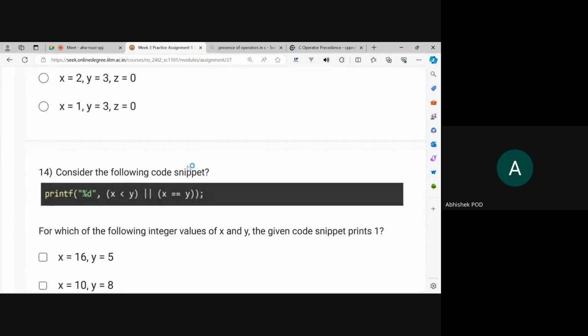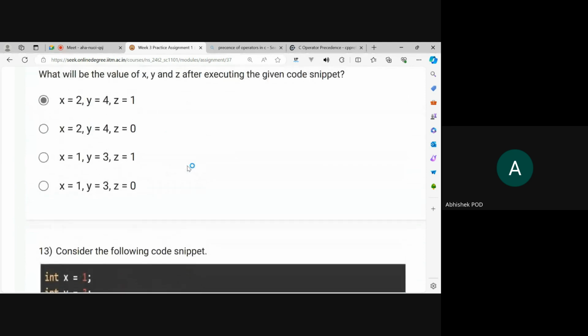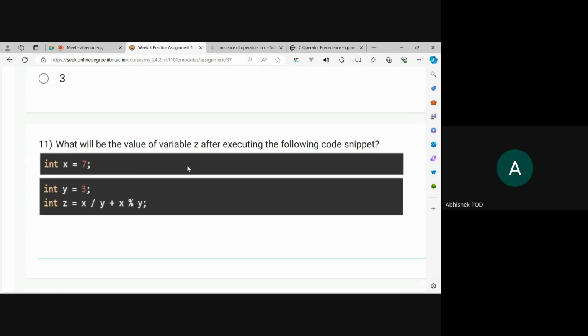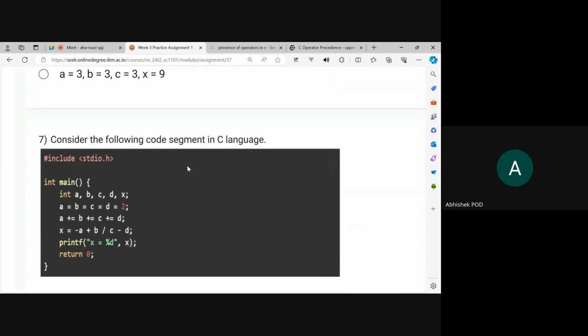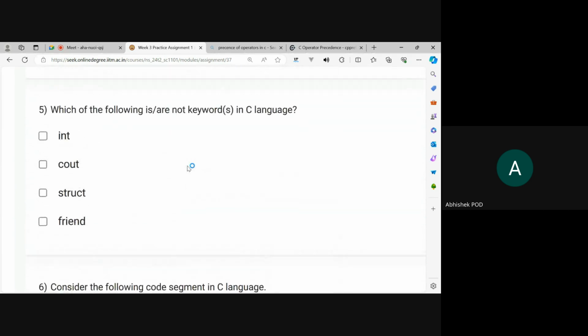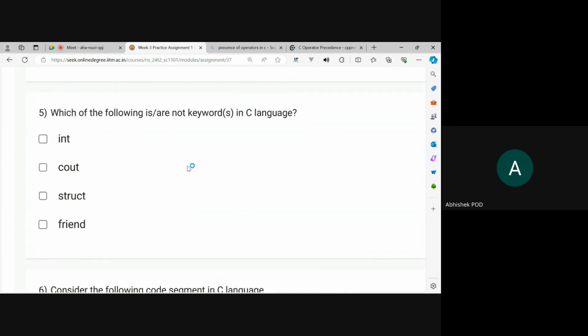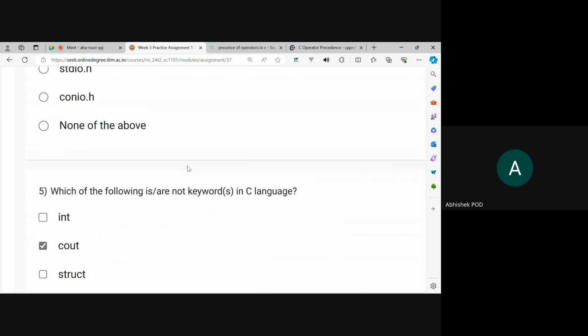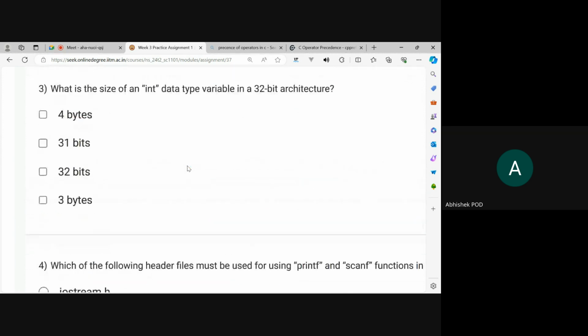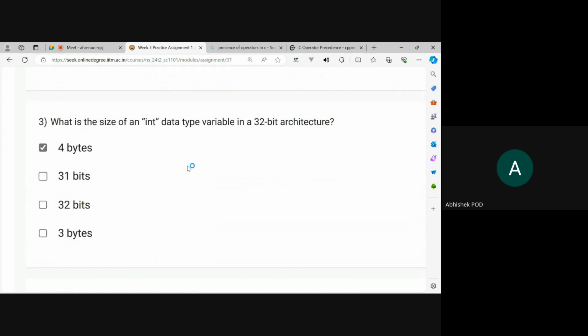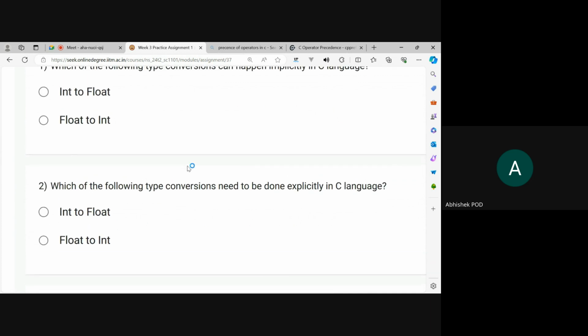All right. So I think we have solved all the questions. The ones that we have left out are the ones that you should do for your practice. Here, cout was not a keyword, friend was not a keyword. It must be stdio for printf and scanf. It is 4 bytes and 32 bits. Explicit is going to be float to int. Implicit is going to be int to float.